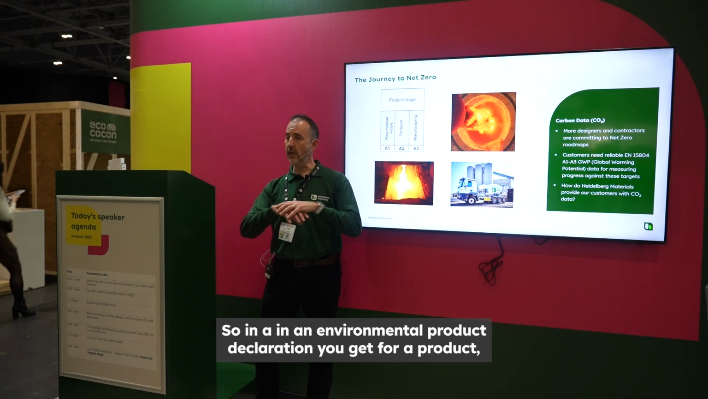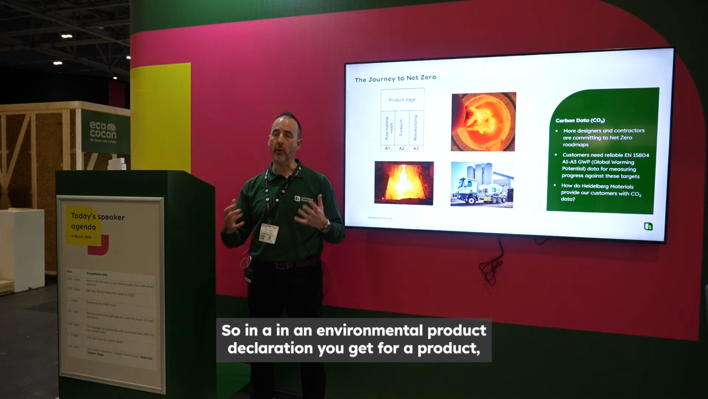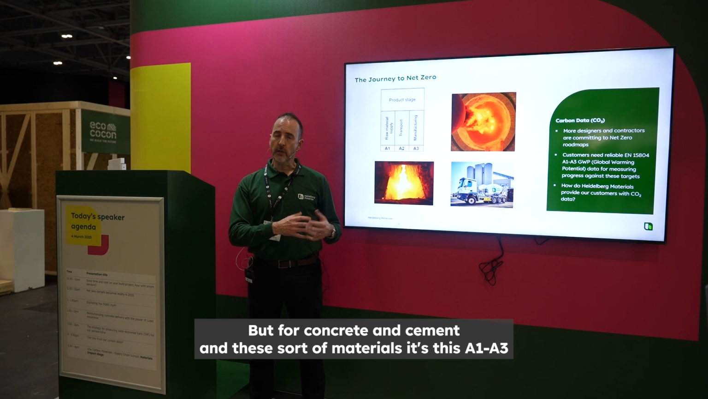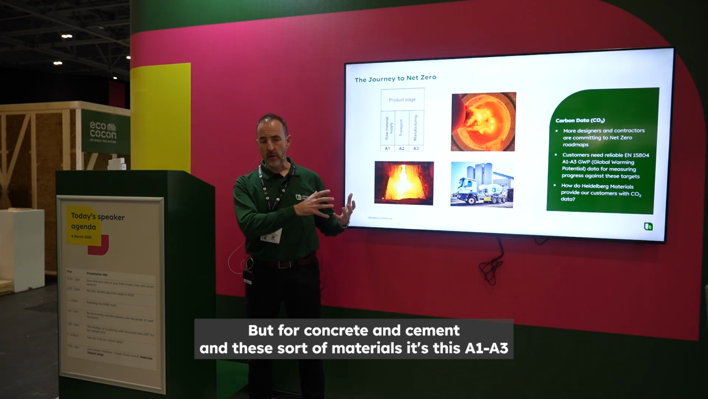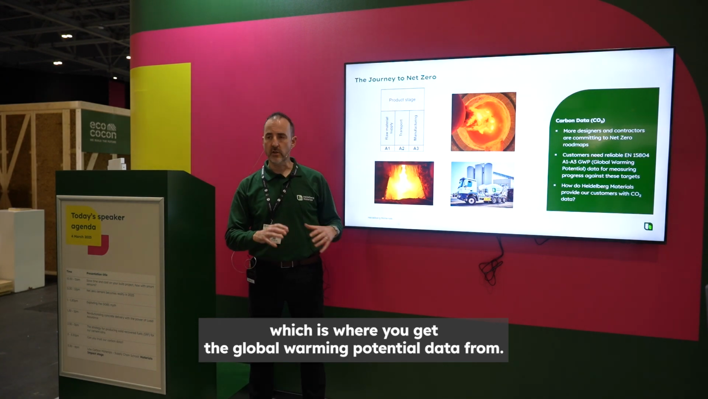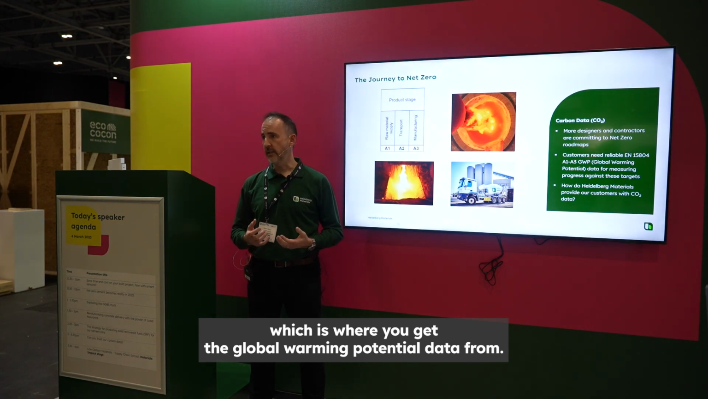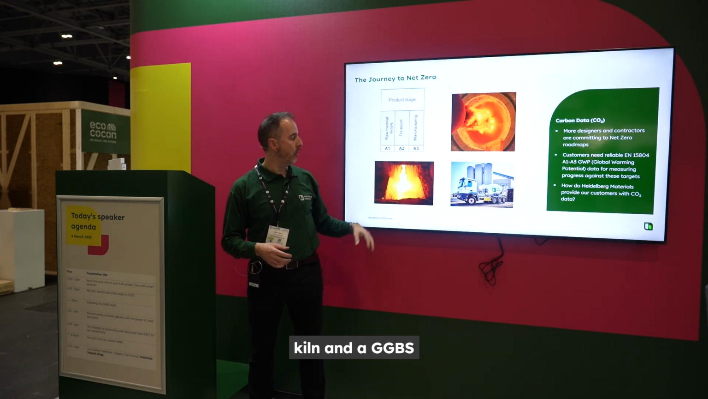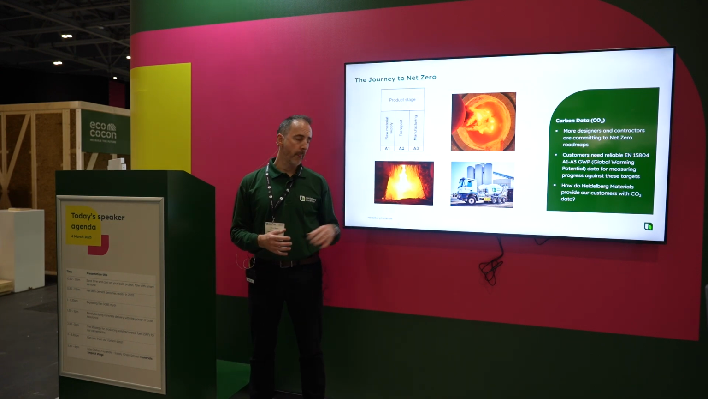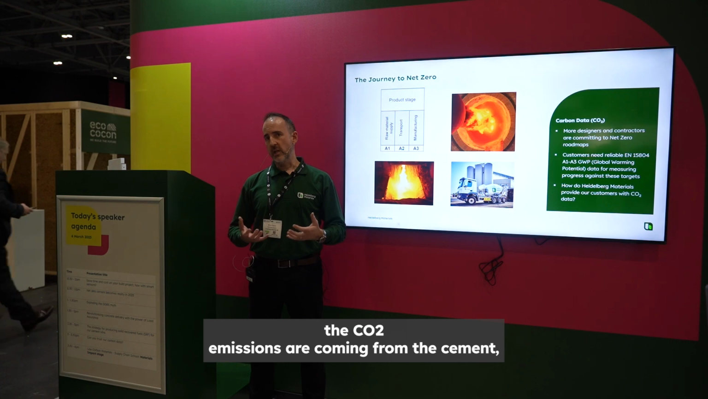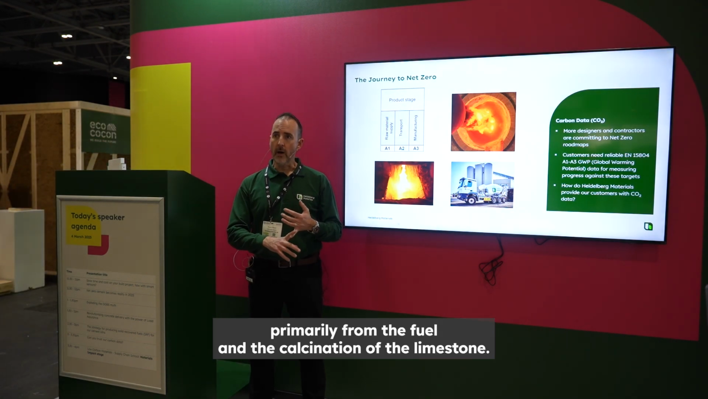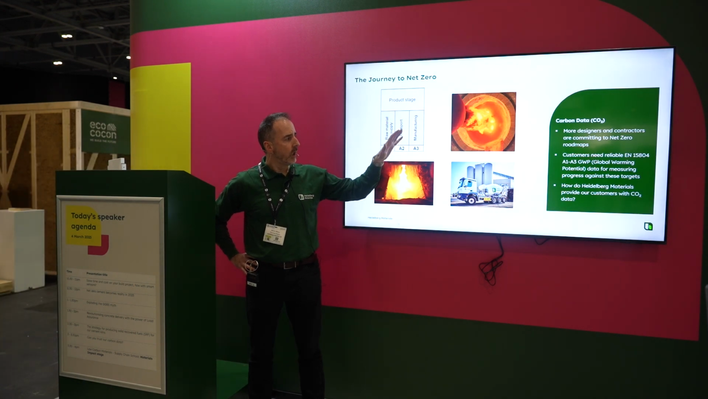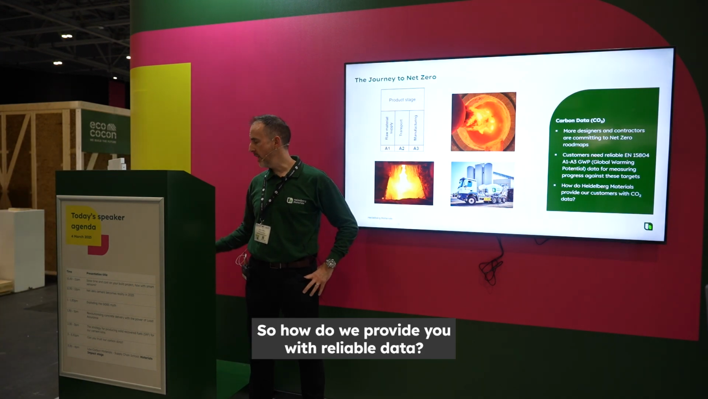In an environmental product declaration you get for a product, you get a whole load of sustainability data. But for concrete and cement and their materials, it's this A1 to A3 where you get the global warming potential data from. And the reason why they're so interested is that, as you can see from a cement kiln and a GGBS blast furnace here, the CO2 emissions are coming from the cement, primarily from the fuel and the calcination of the limestone. So how do we provide you with reliable data?